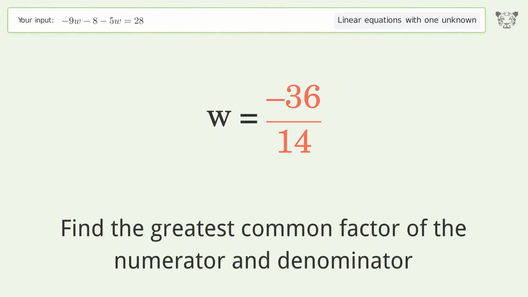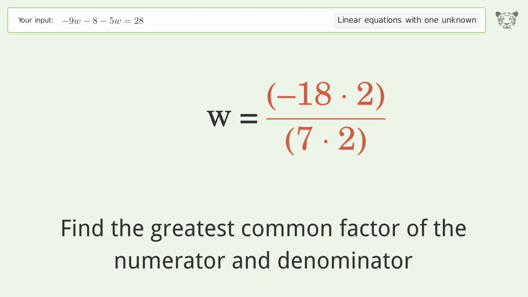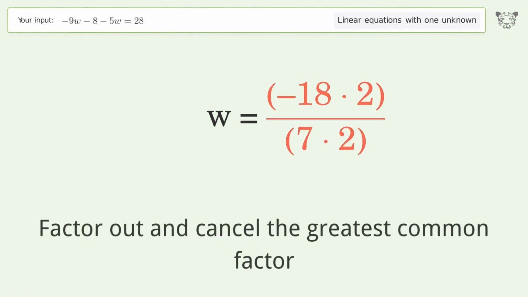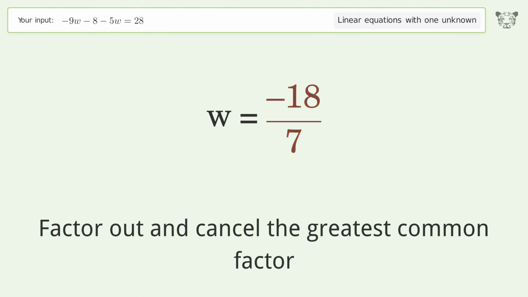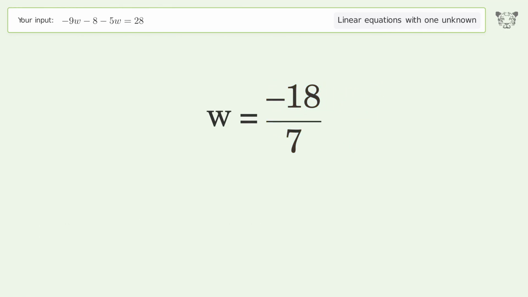Find the greatest common factor of the numerator and denominator. Factor out and cancel the greatest common factor. And so the final result is w equals -18/7.